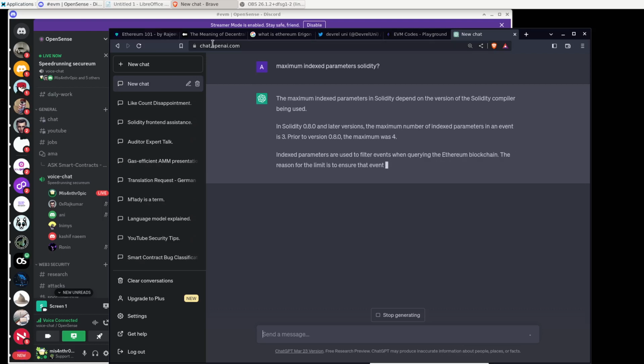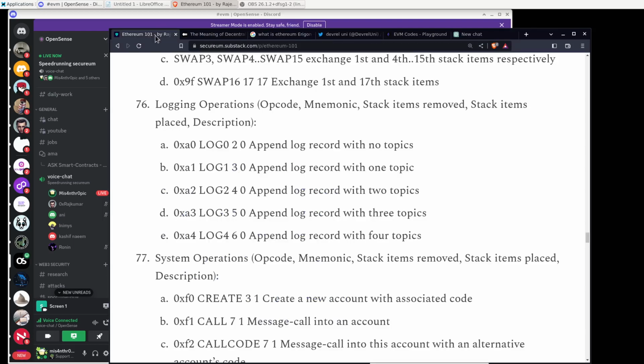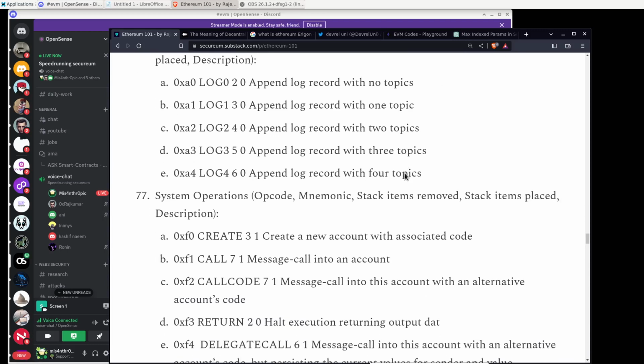Something interesting here. Before Solidity 8, you could use up to 4 indexed parameters, and now, after Solidity 8, you can only use 3. So here you have the operations: 0xa0 with no topics, 0xa1 with 1 topic, 2 topics, 3 topics. I think those topics relate to the way the events are indexed. Very interesting.